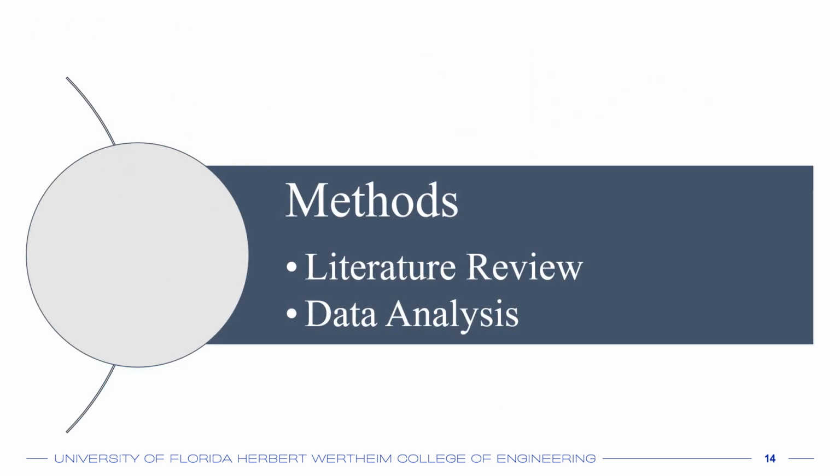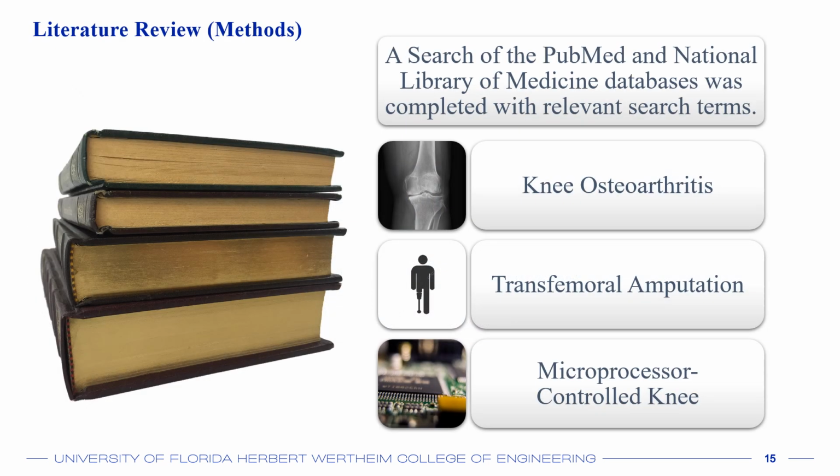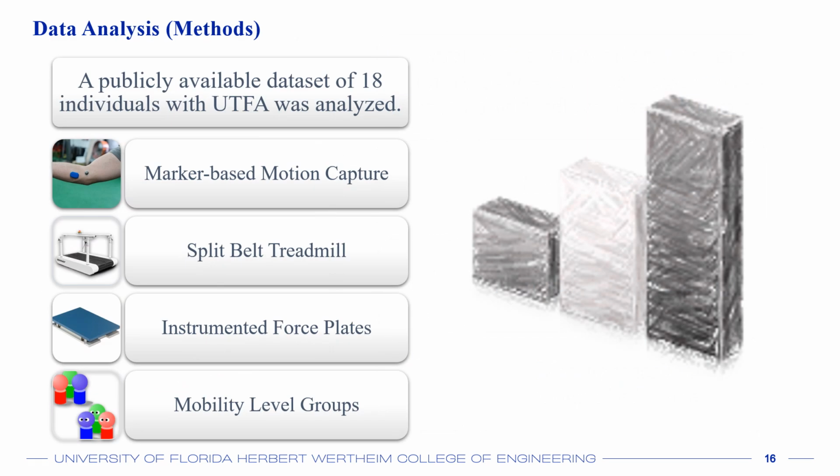This brings us to the methods of the study, which include those of the literature review and the data analysis. Those of the literature review included a search of relevant databases with relevant search terms, including but not limited to knee osteoarthritis, transfemoral amputation, and microprocessor-controlled knees. With respect to the data analysis, the methods involve those of the study from which the data was taken, which was a publicly available dataset of 18 patients with UTFA.